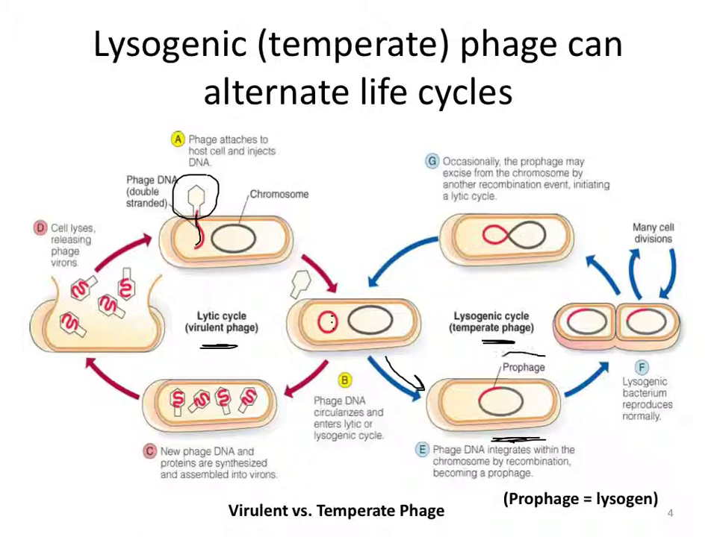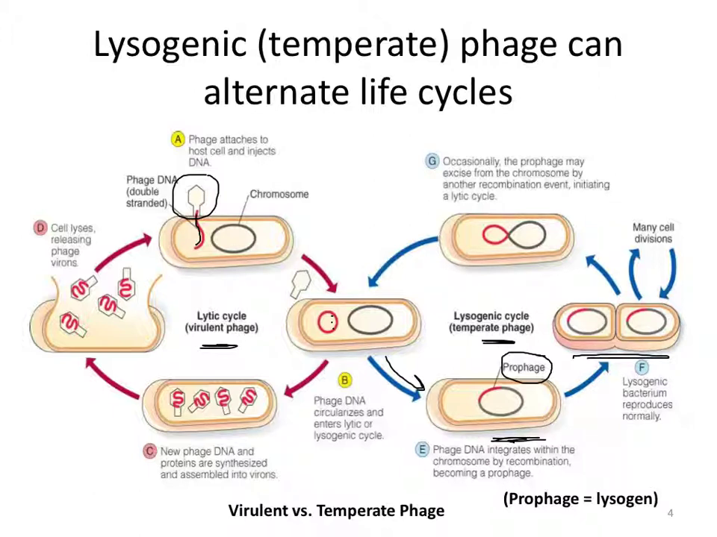And when that happens, we refer to the virus now as a prophage, okay? Because it's a little bit different. And over binary fission for sometimes many, many generations, the prophage will persist and it will be replicated along with the rest of the host cell chromosome.